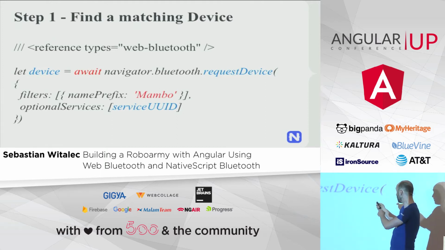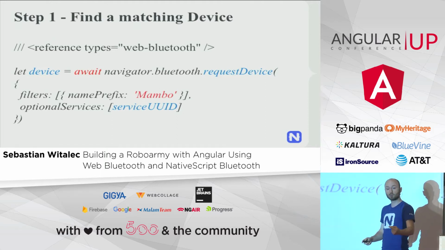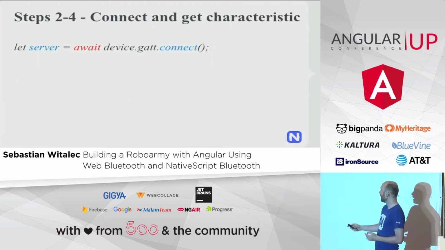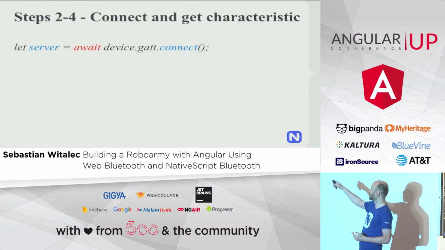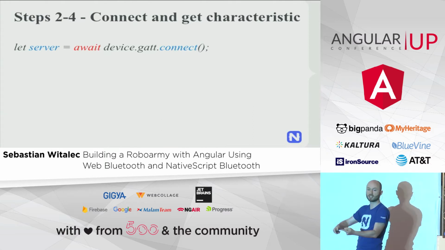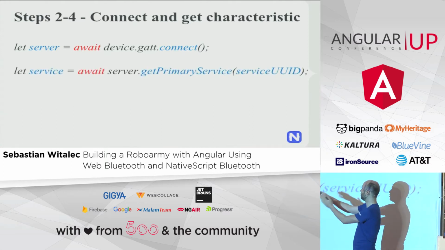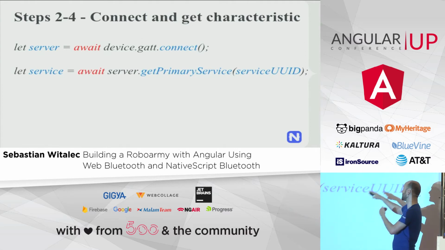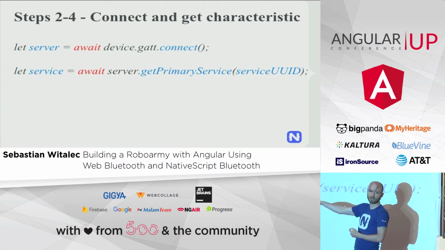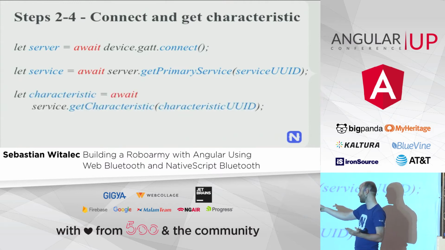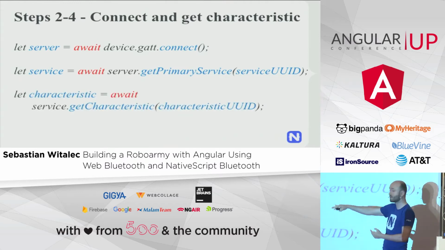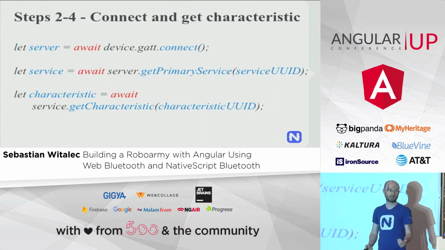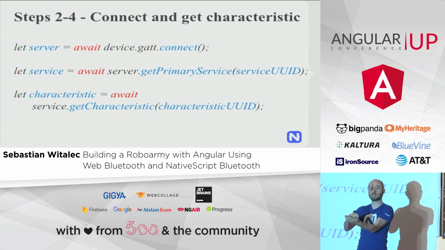So once we've requested the device and the user selected one, we get a callback, and the callback gives us a device so we can connect to it. If you connect, you get a server. And then using the server, you can request a specific service, and that will give you a callback with a service, or a promise of a service, and then using that specific service, we can request a characteristic, okay? So this is usually the setup phase.